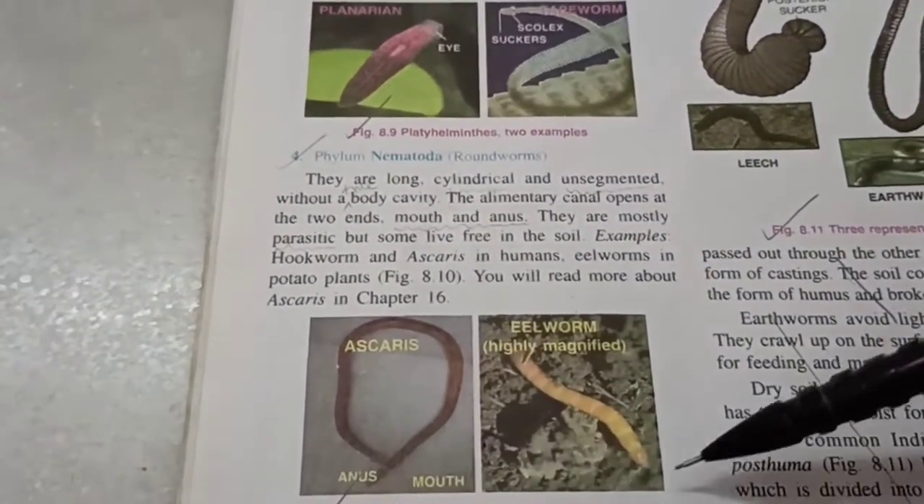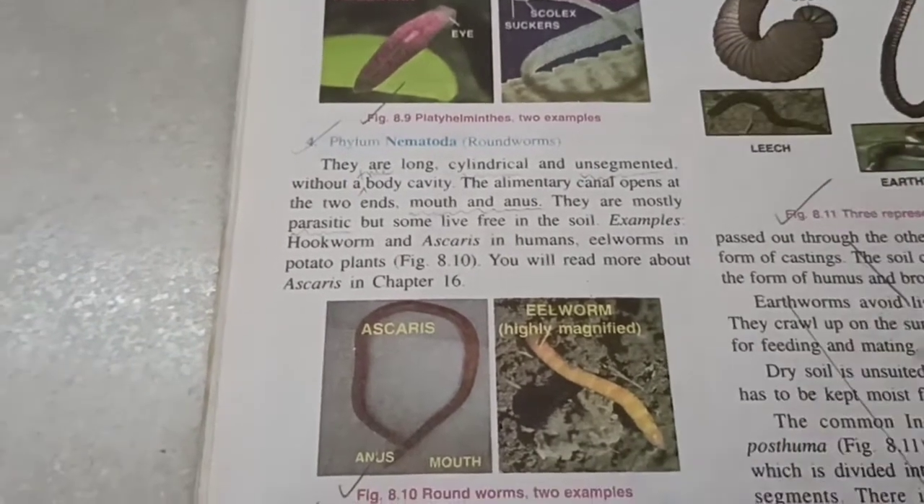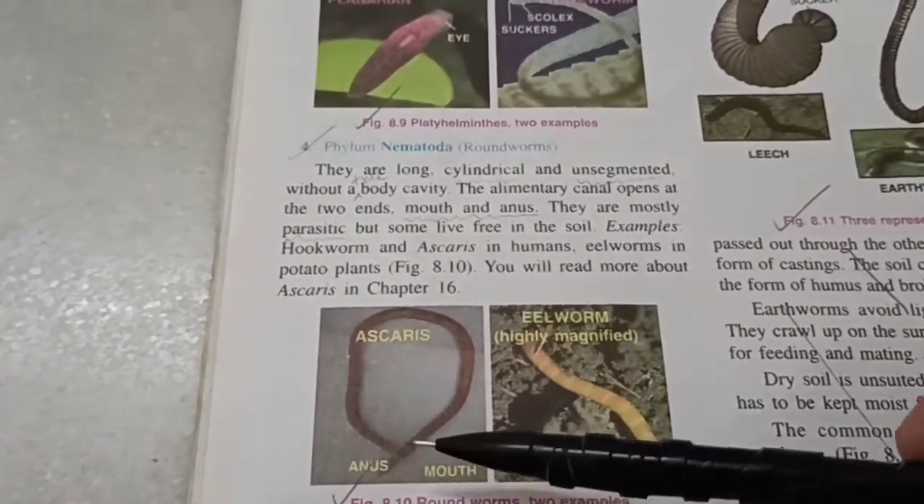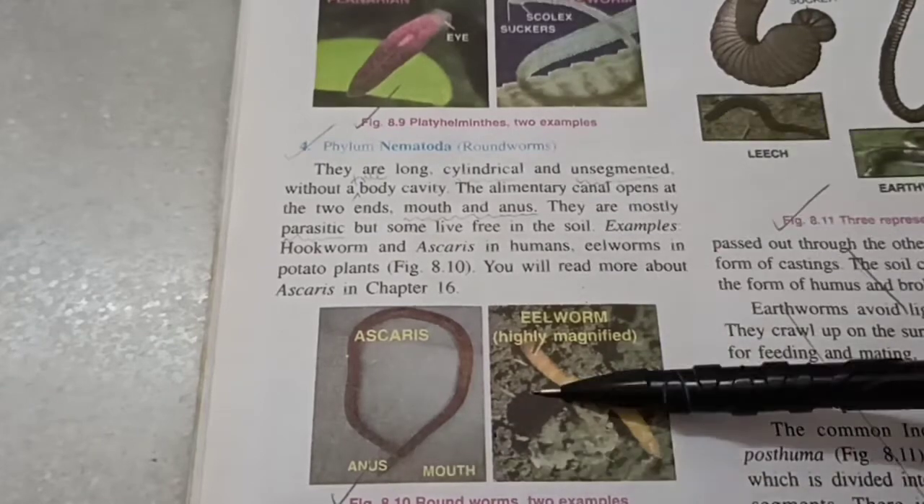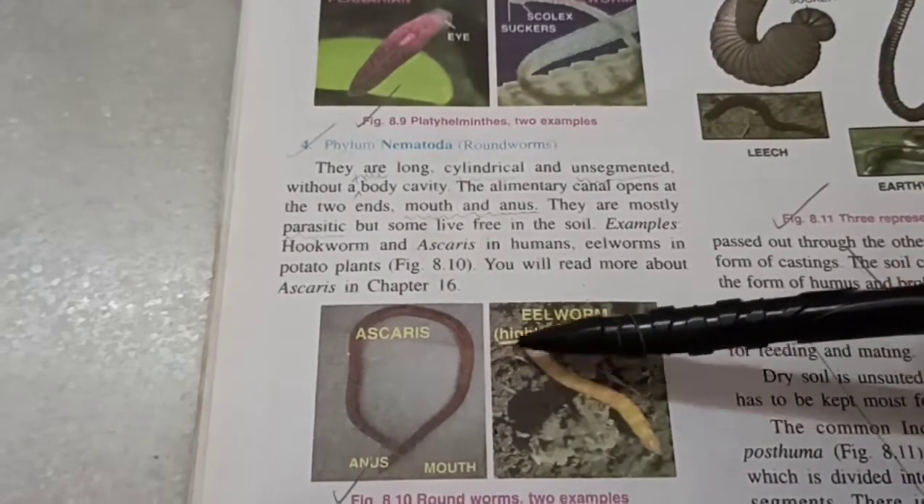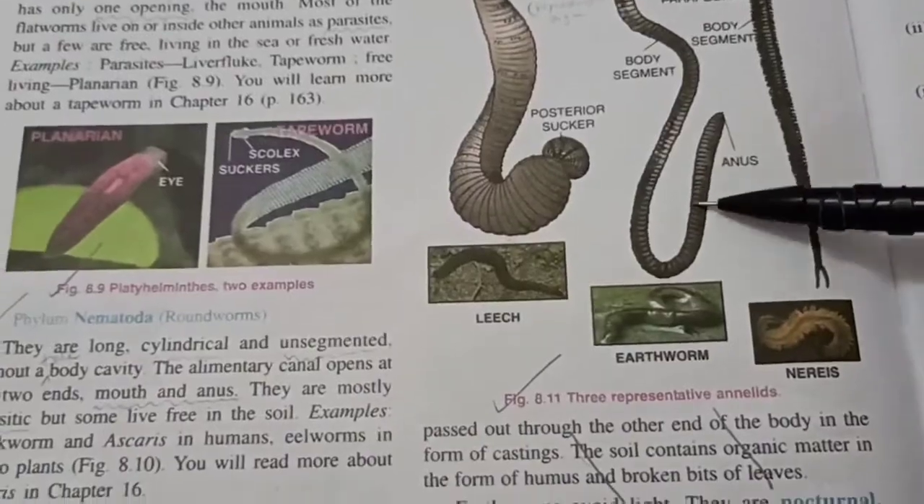Nematoda are roundworms, so they are round. They're not flat like their counterparts here. They have a separate anus and mouth. So you can see that they are more advanced. But they are unsegmented. Earthworm is segmented, it has segments, but they are not segmented.